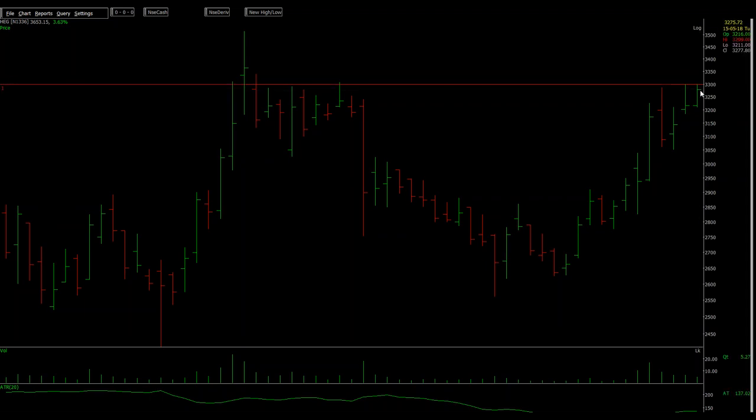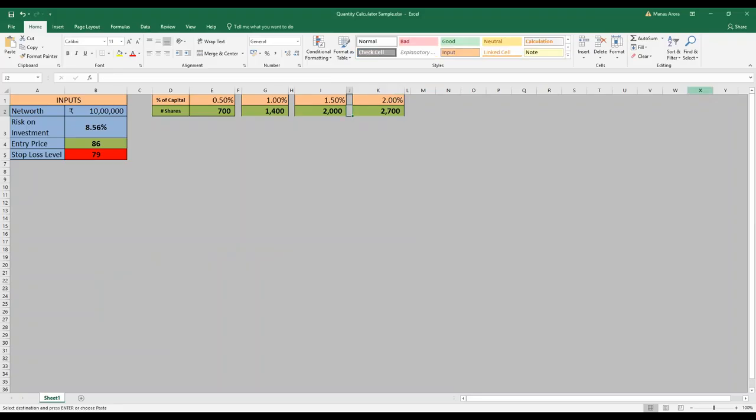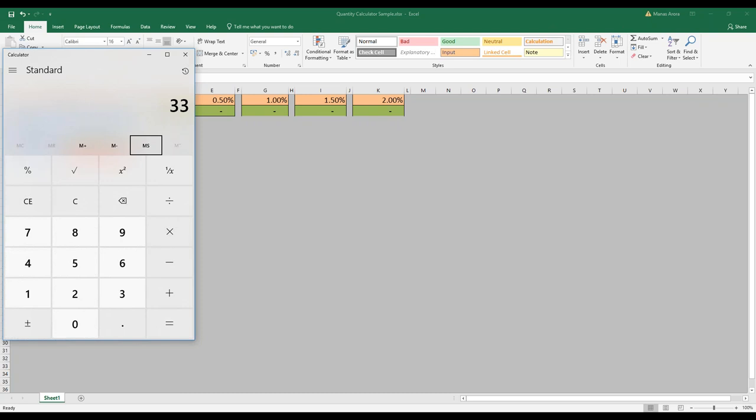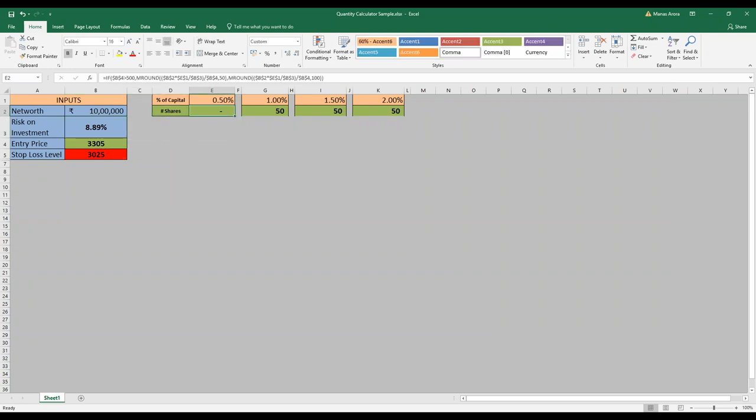The ATR here was 137. Let's just say 140. So twice of 140 is 280. My buying bid was just above 3300. Let's just say 3305. Sorry. So the stop came to 3025 within the 10% limit, and I wanted to risk only 0.5%.